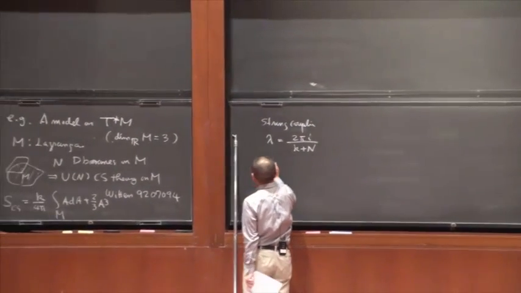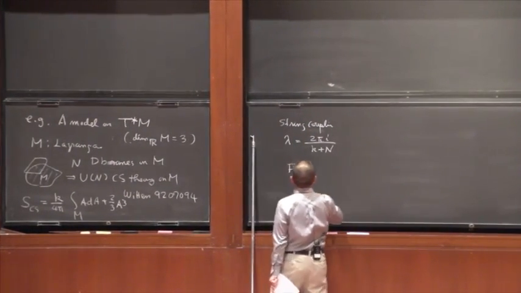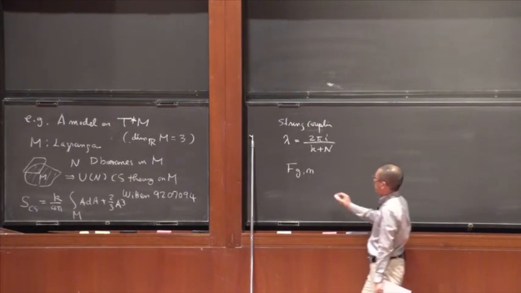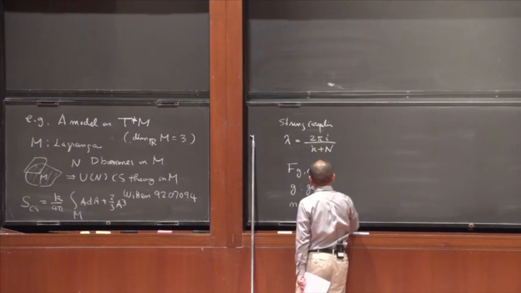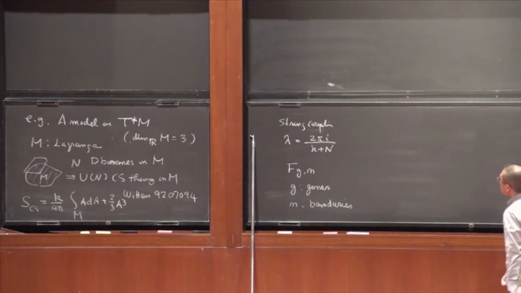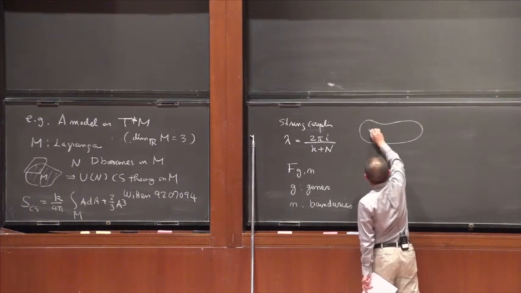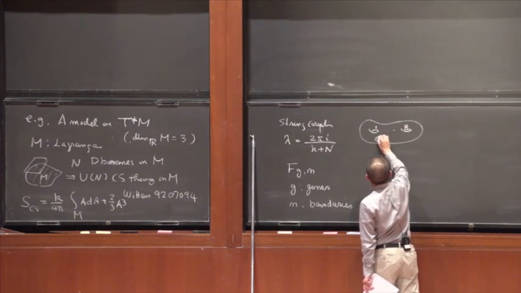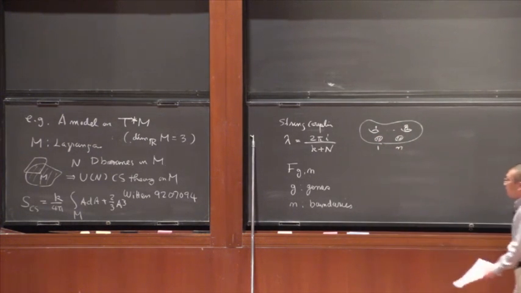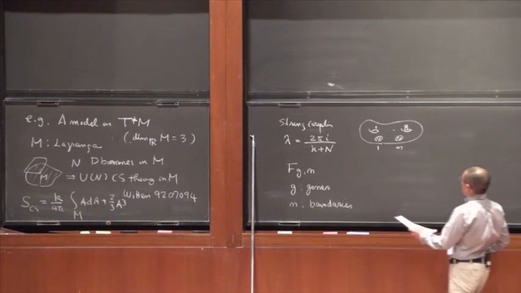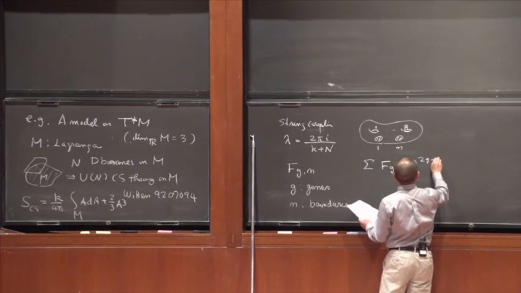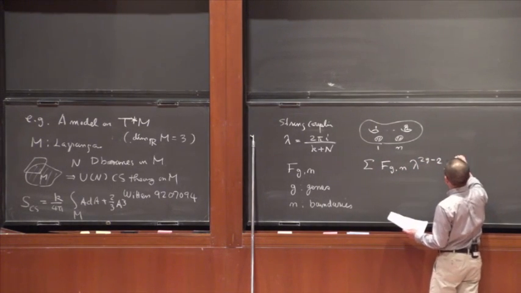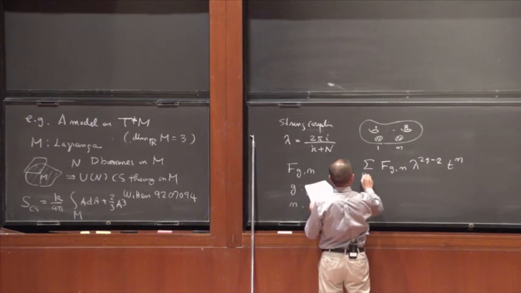So in this case, what does the open string amplitude look like? Well, the open string amplitude looks like F_g,n, where g is the genus of the Riemann surface and n is the number of boundaries. Okay, so you have a Riemann surface with g handles and n boundaries, which is denoted by F_g,n. And then you can sum F_g,n times lambda to the 2g minus 2, and then you have some kind of loop counting parameter, which I denote by t, and you sum over g and n.